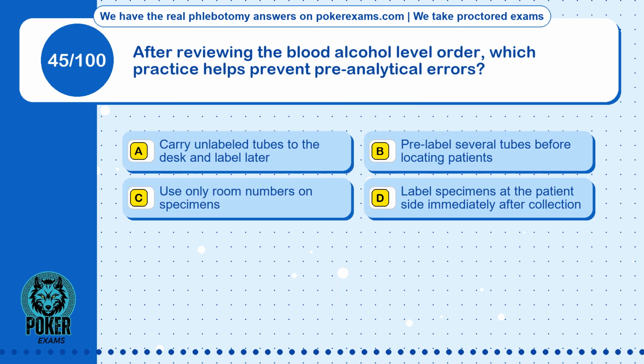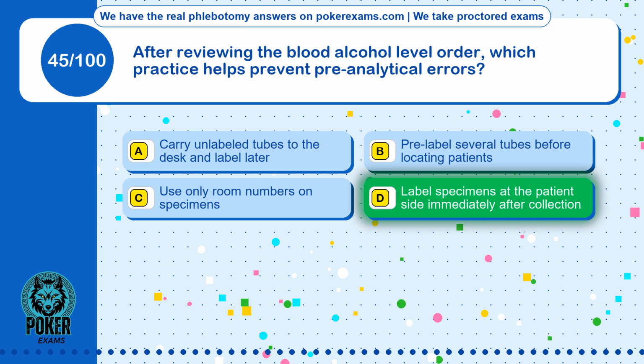Question 45. After reviewing the blood alcohol level order, which practice helps prevent pre-analytical errors? Option A. Carry unlabeled tubes to the desk and label later. Option B. Pre-label several tubes before locating patients. Option C. Use only room numbers on specimens. Option D. Label specimens at the patient side immediately after collection.